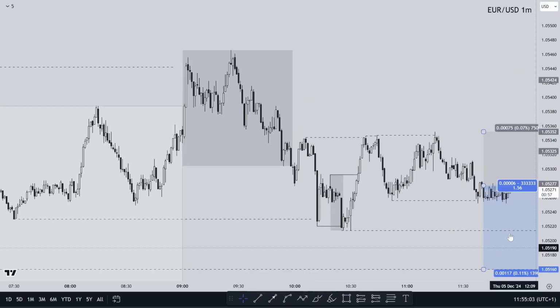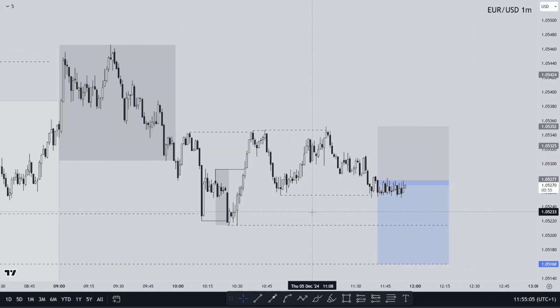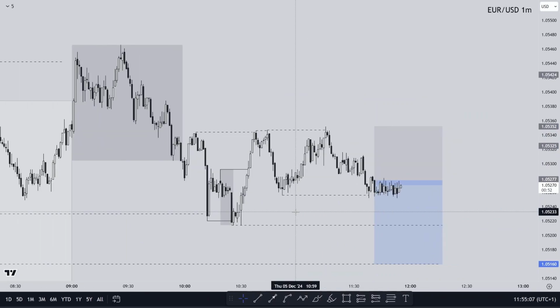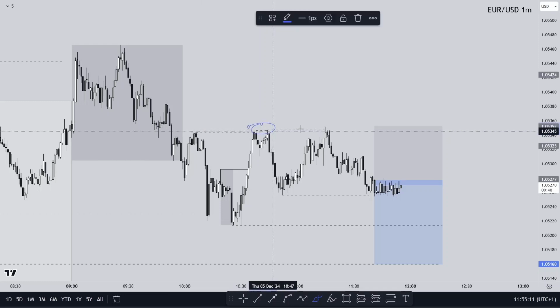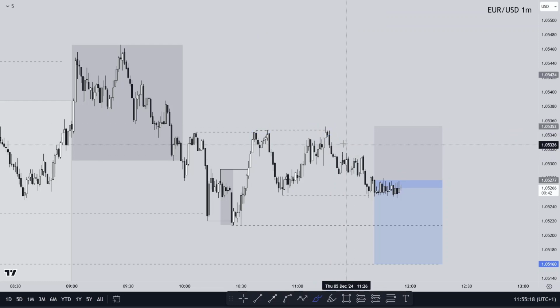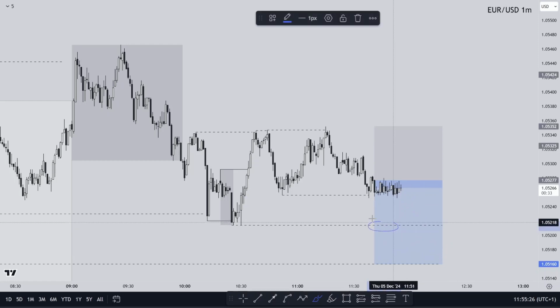Okay, so since the price didn't accept this level, but it refused a lot of times, I have a good chance to see the price at a lower level. So this one at least. Then I'll see.